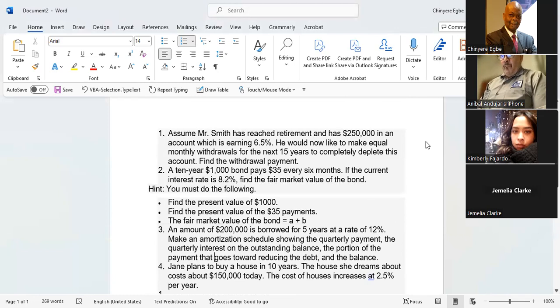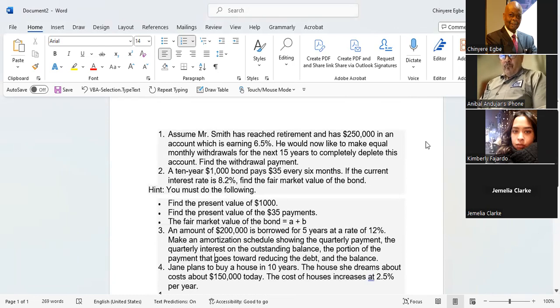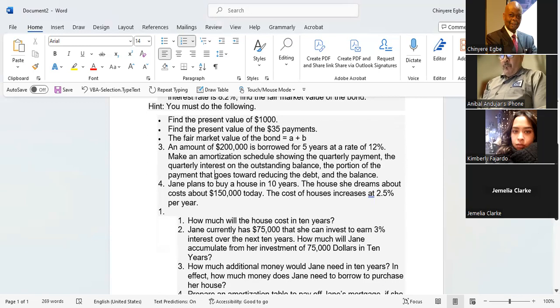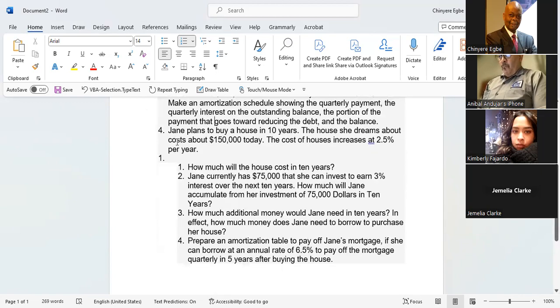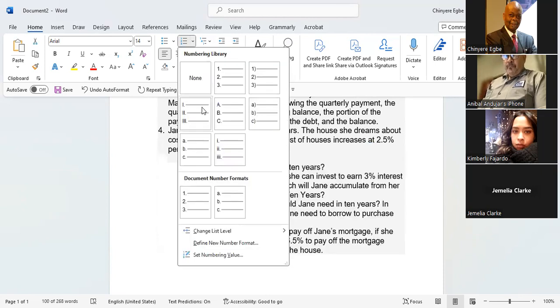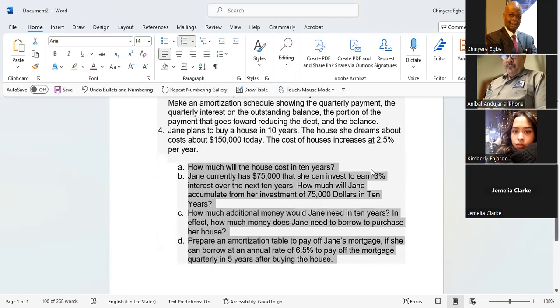Okay, so now these are examples of multi-stage financial problems. I'm going to look at one of the problems that I mean when I say multi-stage. Let's look at the problem that is numbered 4. I'm going to renumber this properly.